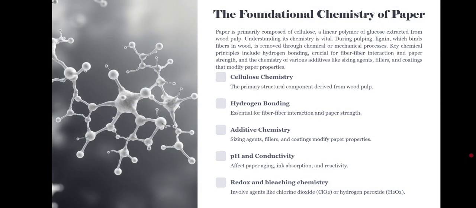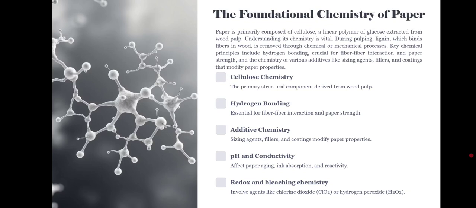Let's begin with the basic chemistry of paper. Paper is primarily composed of cellulose, a natural polymer extracted from the wood pulp. The removal of lignin, which binds fiber together, is essential in pulping.